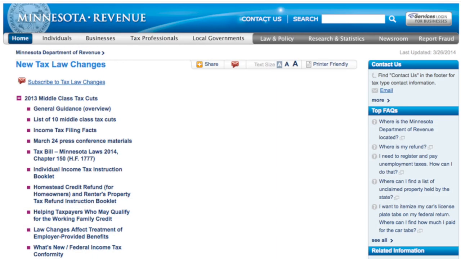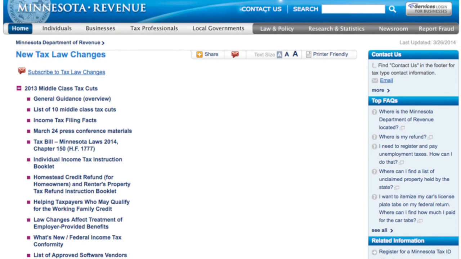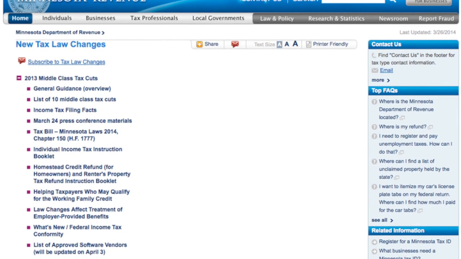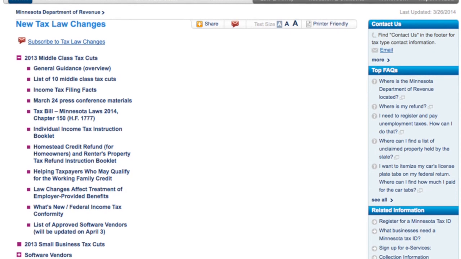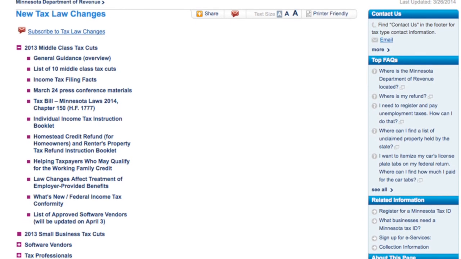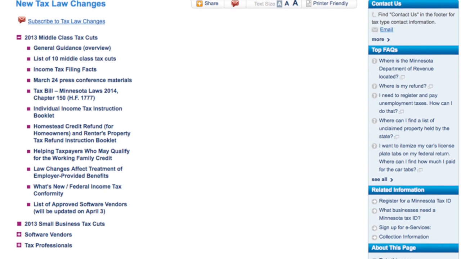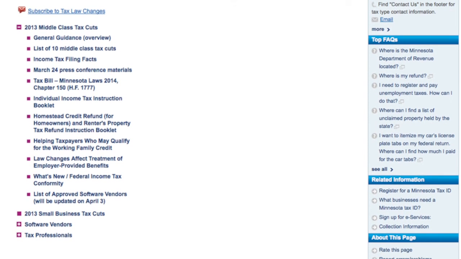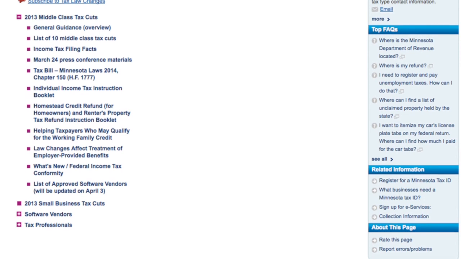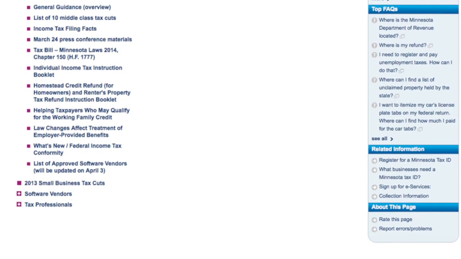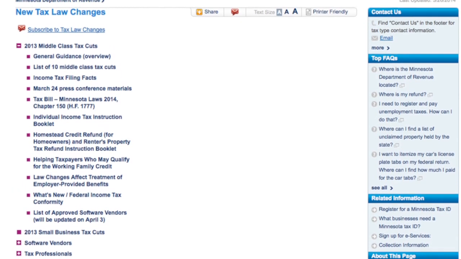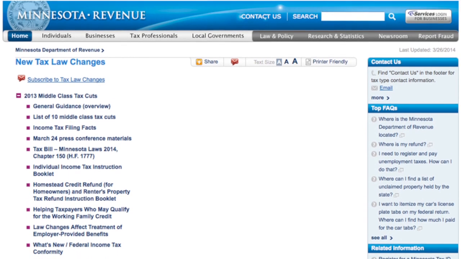On the website that you should see in front of you right now, we have added the individual income tax instruction booklet and the homestead credit refund and renter's property tax refund instruction booklets. So the instruction booklets are updated, and that's the current booklet with the new tax law changes. We're still working on the forms. We'll get those out just as quick as we can, but we wanted you to have the instruction booklets available so you can start thinking about these changes. We will continue to add information as we have it available on this website.